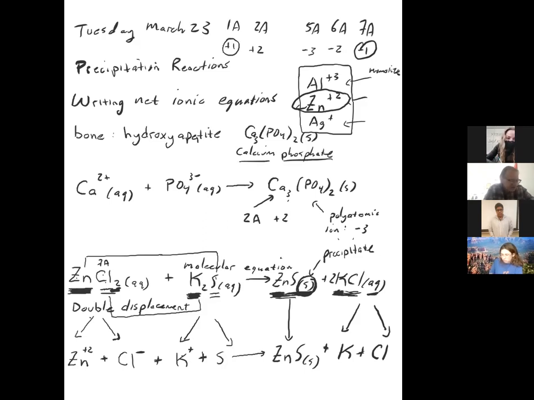Sulfide is in group 6A below oxygen, so that's -2. Okay. And then now you've got them on the right side because potassium is not going to change. For precipitation reactions, the charges never change. So if potassium is plus on the left side, it's also plus on the right side. And then chloride, same thing. If it's minus on the left side, it's minus on the right side.